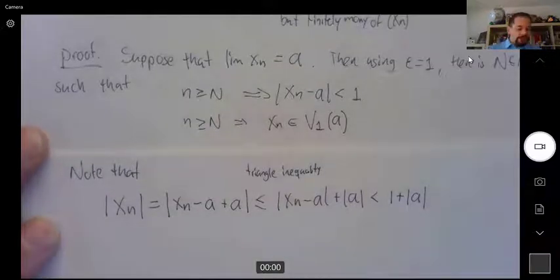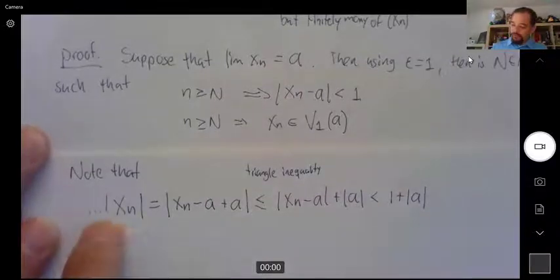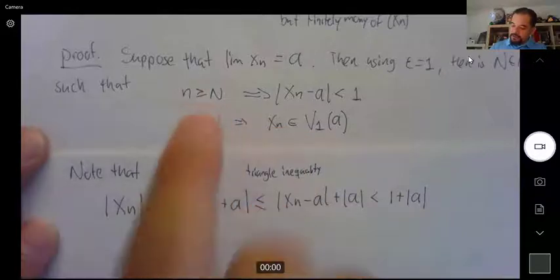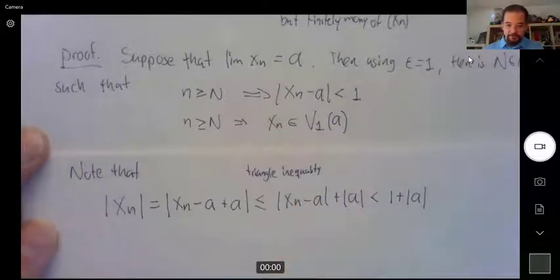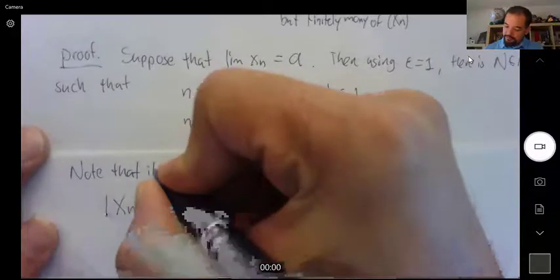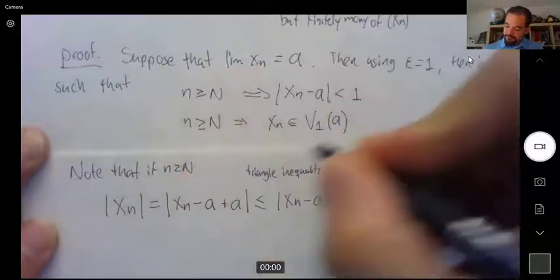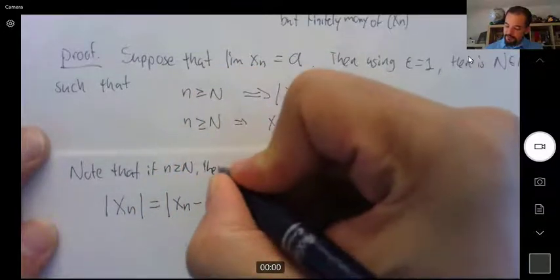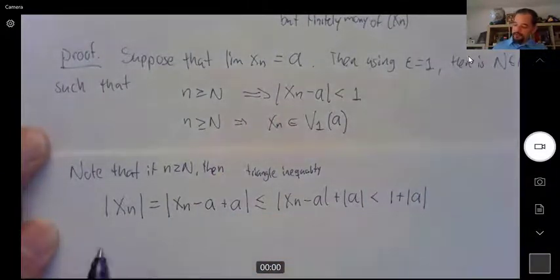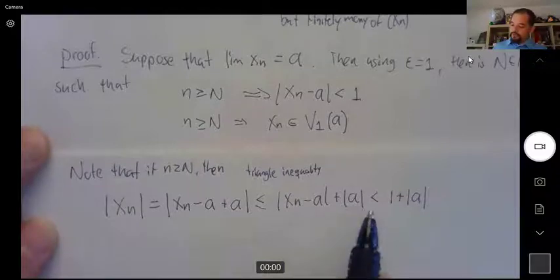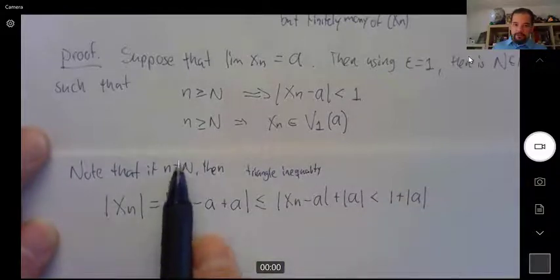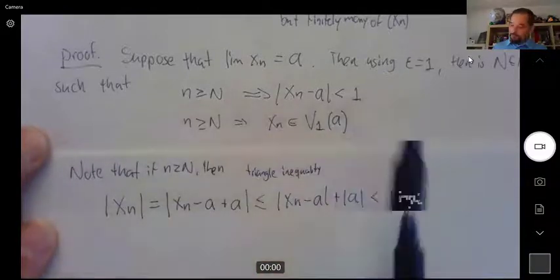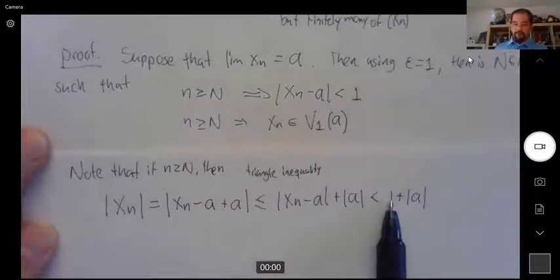So I don't know if you realize, but I have almost solved the problem already because I can now control all the xn's that are bigger than n. So maybe I should add it here so that it's clear. Note that if little n is bigger than capital N, then this happens, what we just wrote here, right? Because this is the same as that. By triangle inequality, this is true. And then because n is bigger than capital N, I can use this inequality on top, and that's why I get now a 1 here, okay?